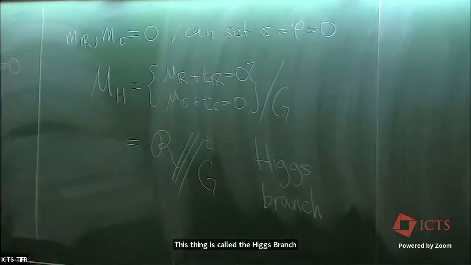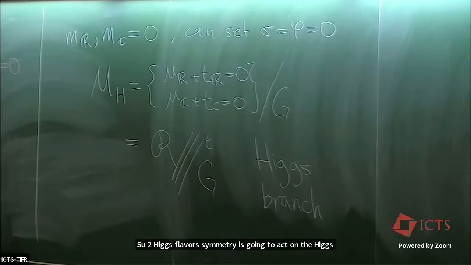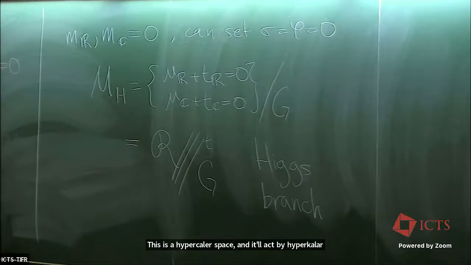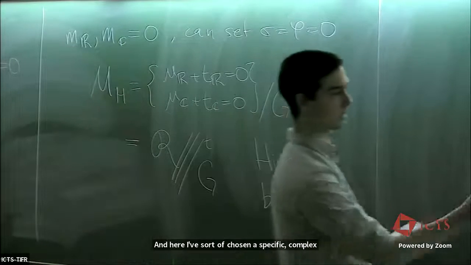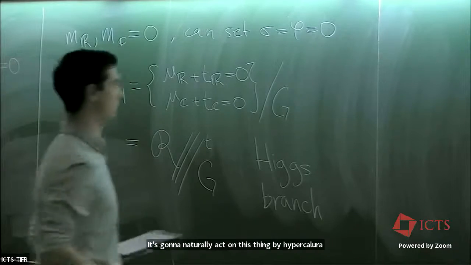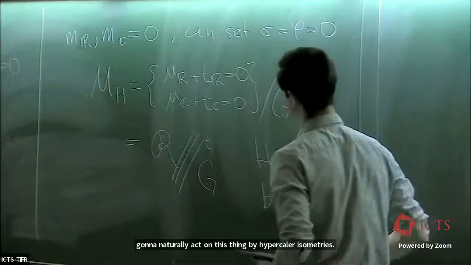The SU(2) Higgs flavor symmetry is going to act on the Higgs branch. This is a hyperkähler space, and it'll act by hyperkähler isometries of the Higgs branch. In particular, it'll rotate the P1 of complex structures. And here I've sort of chosen a specific complex structure by doing this splitting. The Higgs branch flavor symmetry we have over there is going to naturally act on this thing by hyperkähler isometries, but they're not going to rotate the complex structures.